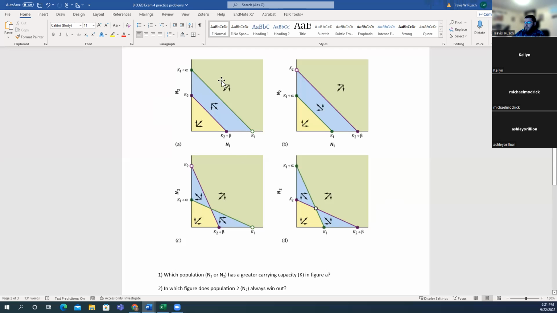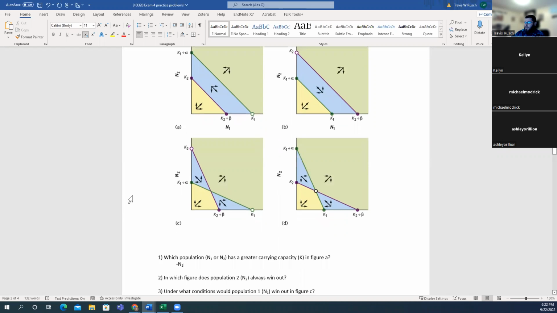So that's the basics of what's going on in these figures. But now let's answer some questions about it. Number 1, which population, N1 or N2, has a greater carrying capacity in figure A? N2 is on the y-axis and N1 is on the x-axis. N1, because K1 is further out than K2. Actually, I lied, it's N1, sorry. You got me confused. So it would just be N1.